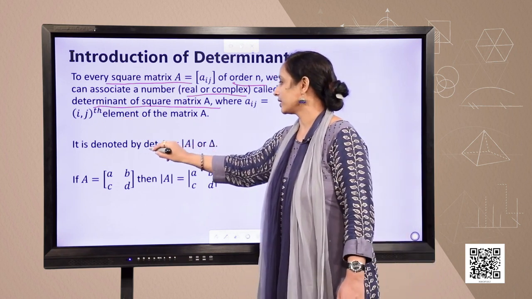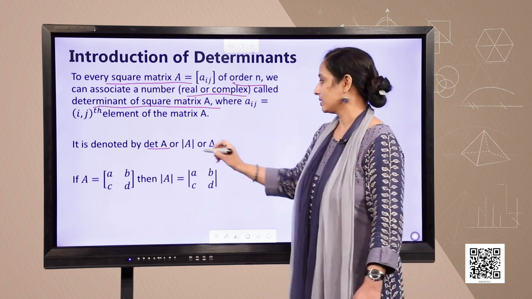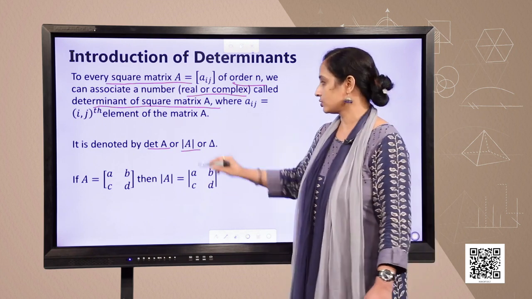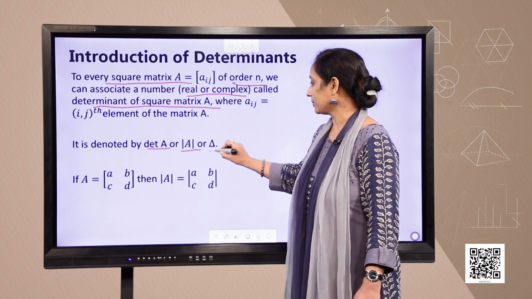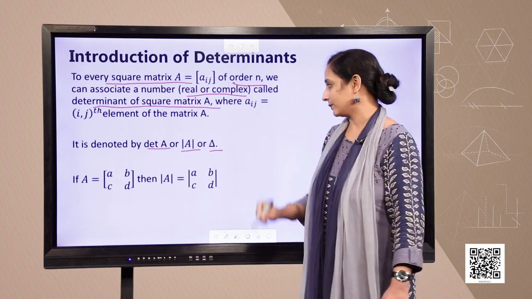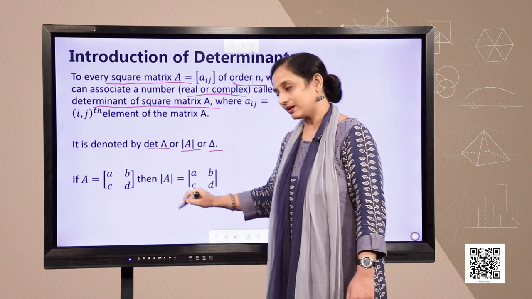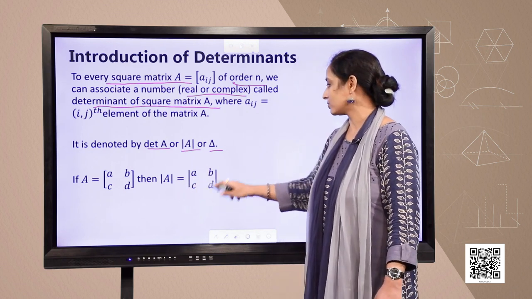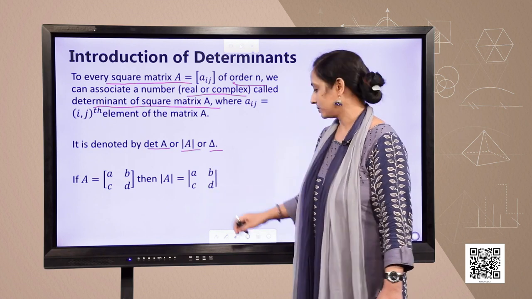This is denoted by det A, that is called determinant A. This can also be written as |A|. This is not modulus A, this is determinant of A, or it may be represented by using this triangle. This is called delta. So if A is a matrix [a b; c d], then its determinant is represented by this sign and it is written as |a b; c d|. You can check the sign of the determinant.